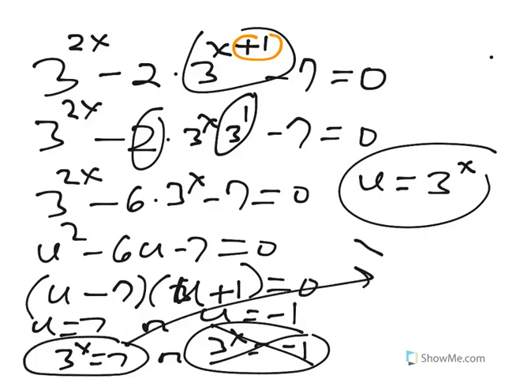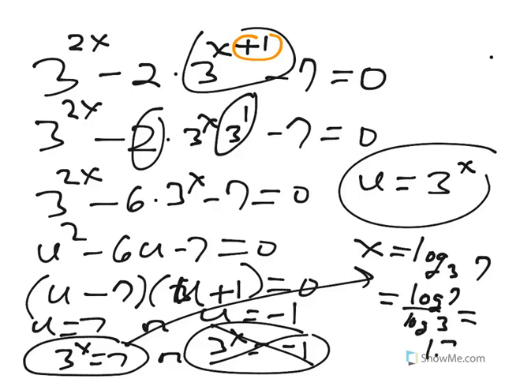And we have to use a log, so x ends up becoming log base 3 of 7. If I have a calculator, I could do it, or I could even do log base 10 of 7 over log base 10 of 3, and I get an answer of about 1.77. That's the only answer to that question.